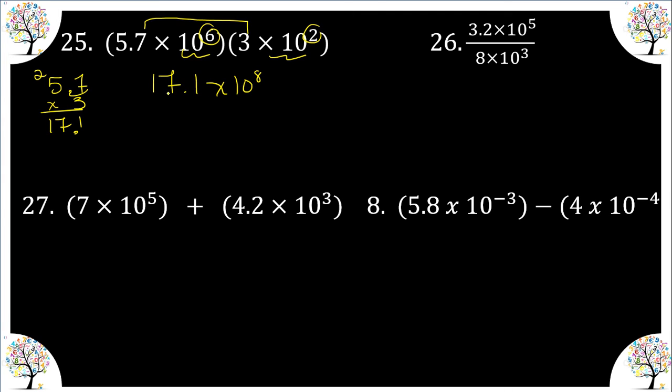We have to tweak this because this number is not between 1 and 10, so we're going to decrease that and make it 1.71 times 10. So if we decreased this, we have to increase this exponent to a 9.